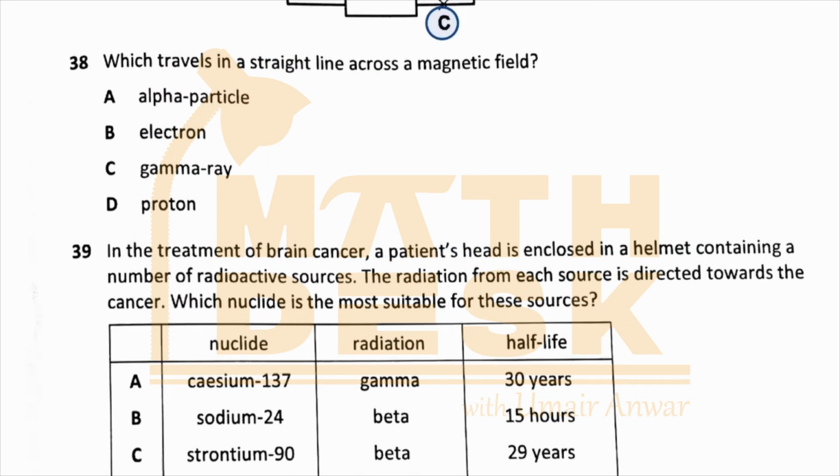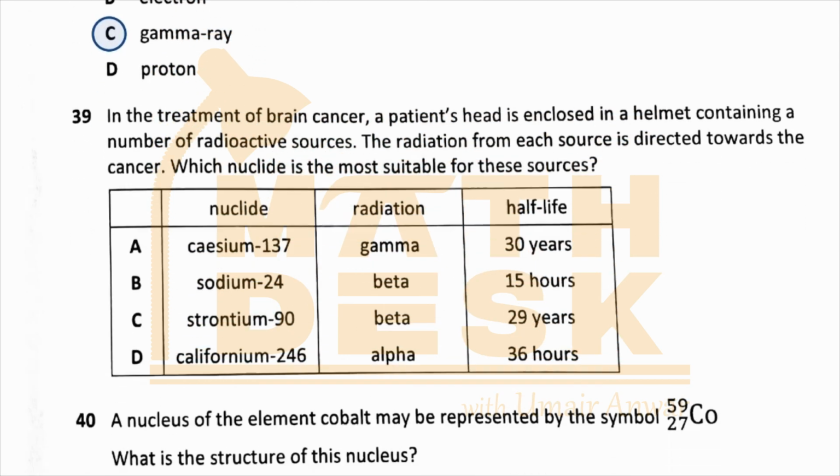The next question says which travels in a straight line across a magnetic field. So we have gamma rays which have no charge and they travel straight through a magnetic field.